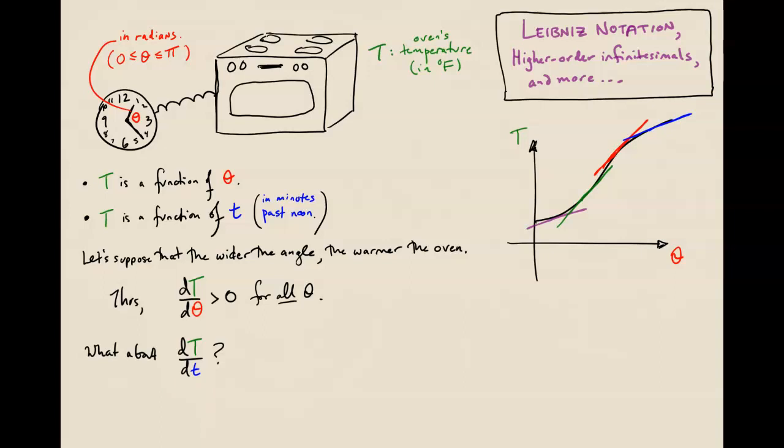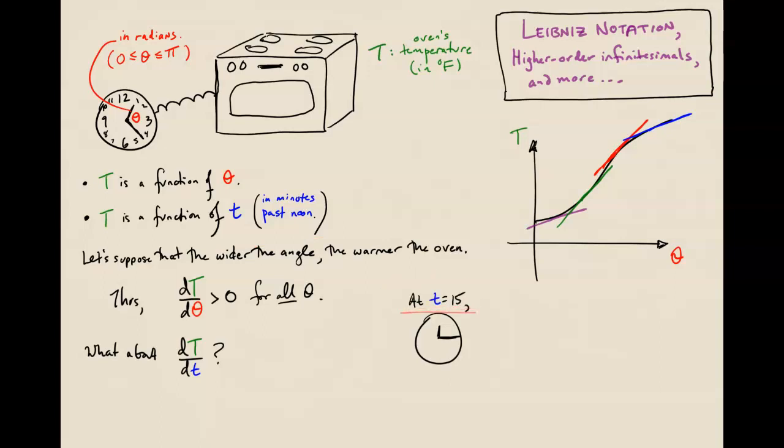Go ahead and do that now. Okay, I hope you did it. The sign of this derivative varies. It's sometimes going to be positive and sometimes going to be negative. Let's look at some examples to see why this is so. Let's say it's 12:15. Since little t measures minutes past noon, this would be at t equals 15.